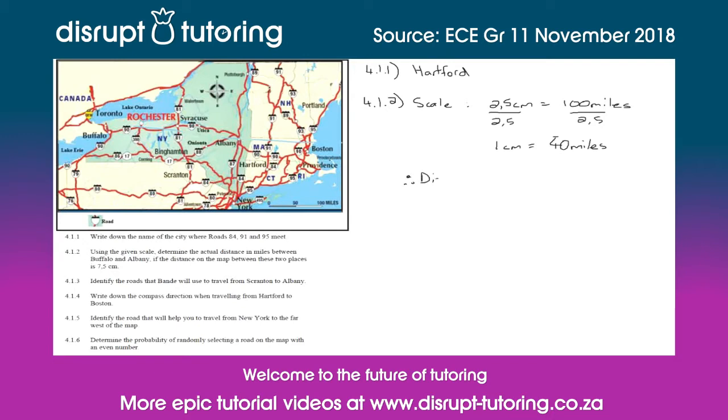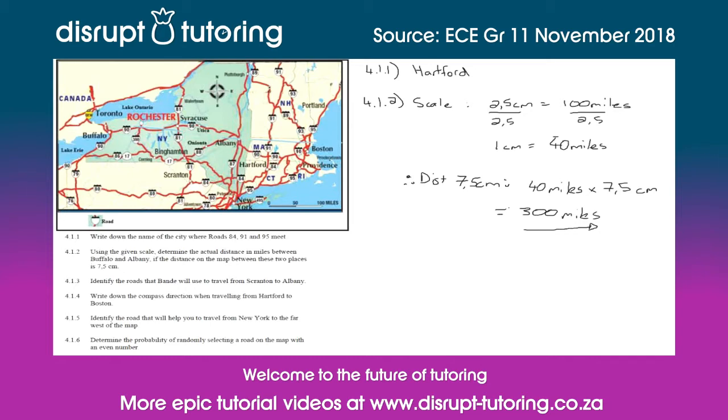So then, the distance of 7.5 centimeters, which is what they said the distance between Buffalo and Albany is, will be the 40 miles, which is what 1 centimeter is, multiplied by the 7.5 centimeters. And 40 times 7.5 in your calculators comes to 300 miles. And this is your final answer.